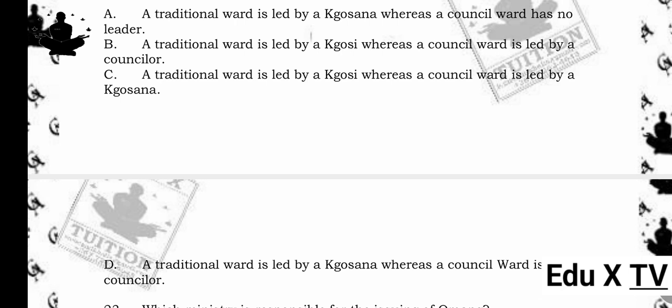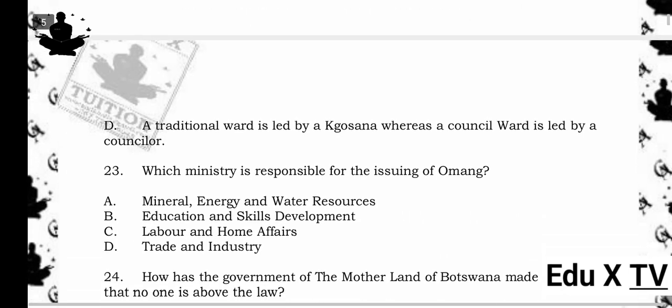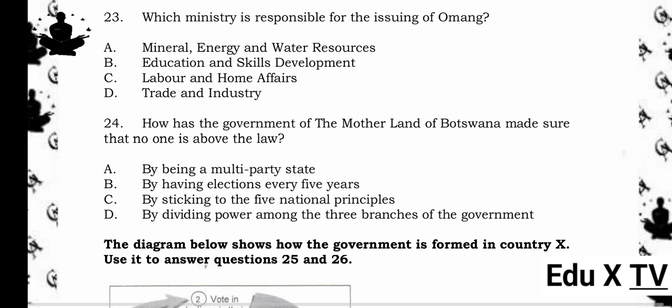C. A traditional ward is led by a Kosi whereas a council ward is led by a Kgatla. D. A traditional ward is led by a Kgatla whereas a council ward is led by a councillor. The answer is D. A traditional ward is led by a Kgatla whereas a council ward is led by a councillor. Reason being, Kgatla leads a traditional ward (sub-chief under Kosi). Councillor leads a council ward in modern local government.